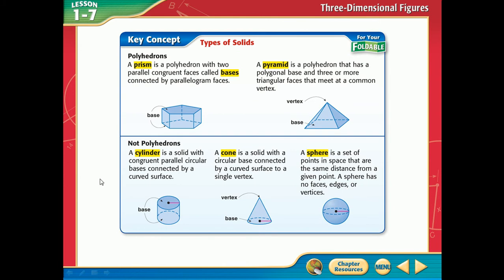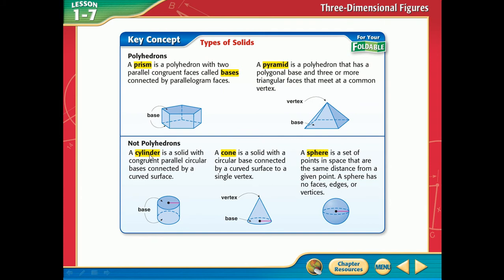Let's look at things that are not polyhedrons. Okay, this is a cylinder. Why is this cylinder not a polyhedron? It's closed. It's a solid. Alyssa? That's right. It's rounded. It's not all flat surfaces, is it? It's rounded. So we don't call it a polyhedron, but we call it a cylinder.